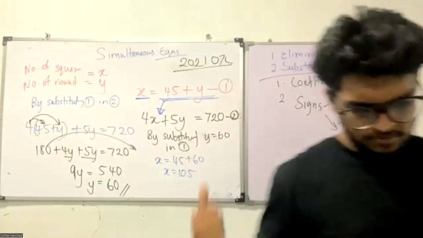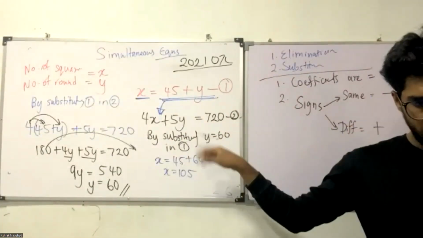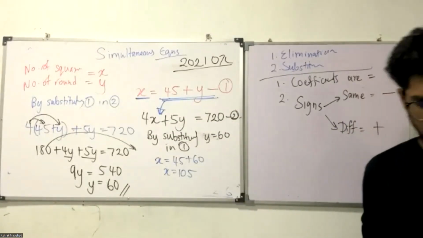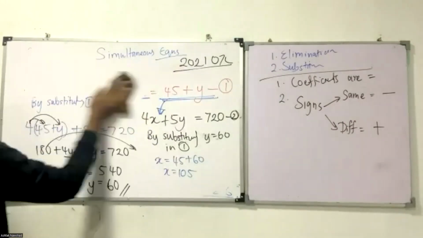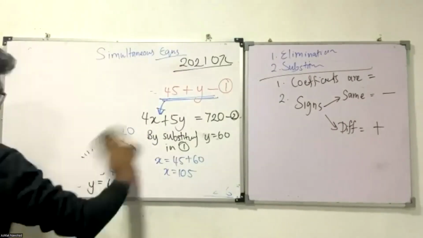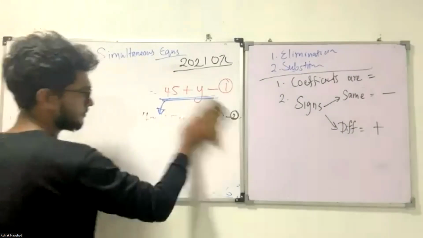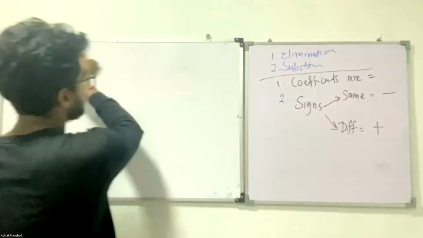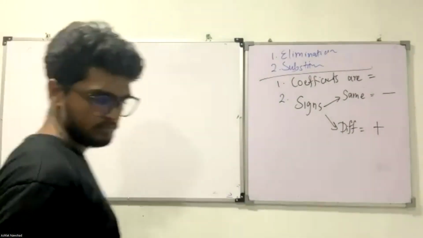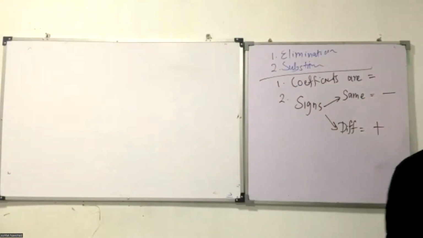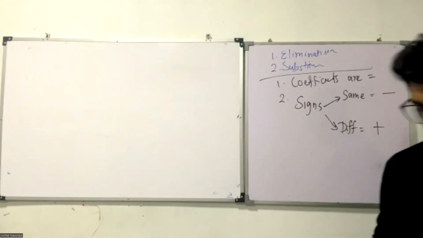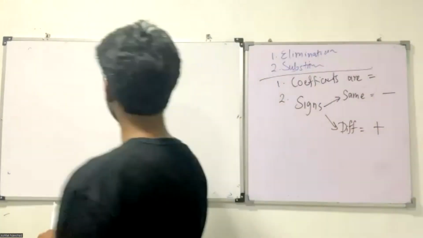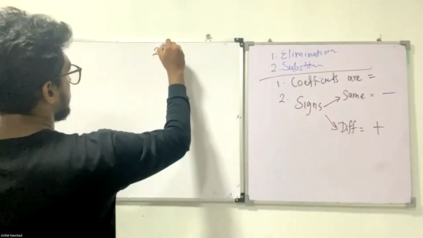I hope everybody is okay with this question. This is clear? So let's move. This is 2021 models. And now we have 2019 O-levels.